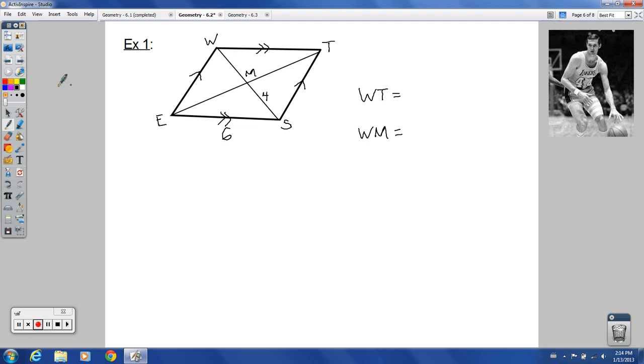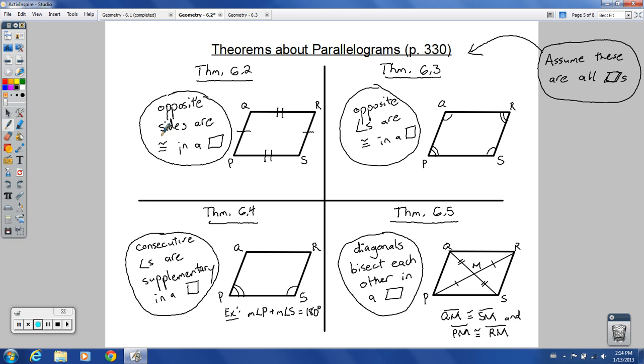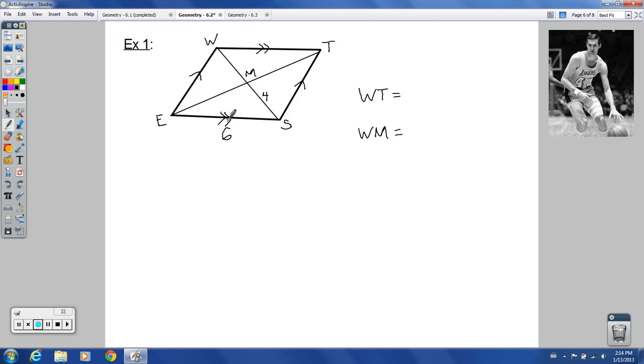We know that not only do the diagonals bisect each other, but that opposite sides are congruent in a parallelogram. So we can say this one is congruent to this one and this one to this one. So here we have ES is going to be congruent to WT. This is going to equal 6 then. This is by theorem 6.2. And so that's one answer.